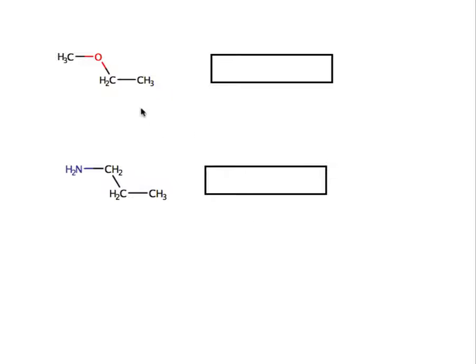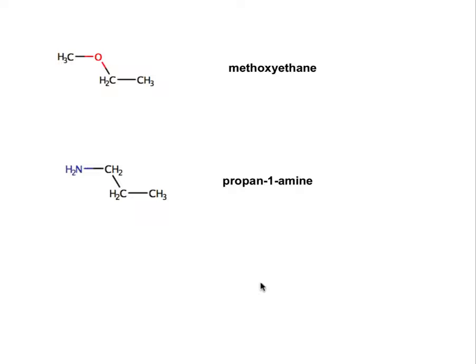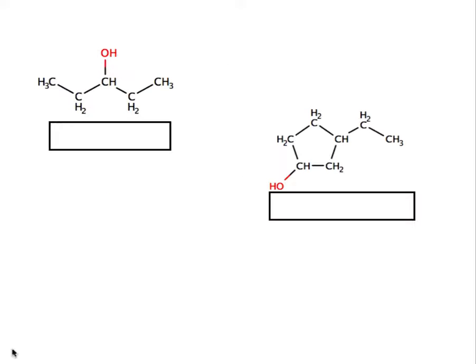Here's an ether. My longest branch is a 2-carbon branch, so that's an ethane, and I have a methoxy branch there. So methoxyethane. And here's a primary amine, 3-carbon branch with an amino group, so that's just propan-1-amine. I need to position it because propan-2-amine is an isomer.